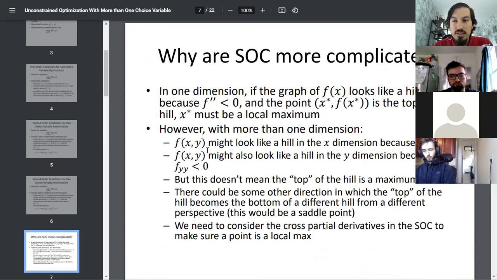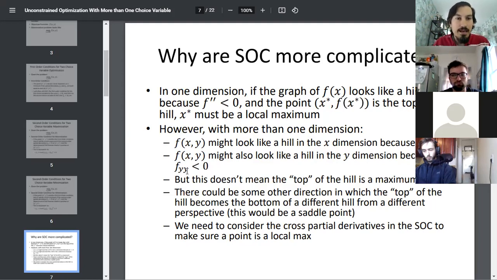But with more than one dimension, this function f, which is now a function of x and y, might look like a hill in the x dimension. That's good. That makes the top of the hill you think would be the maximum. It might also look like a hill in the y dimension, which is good. The top of the hill in the x dimension is good. The top of the hill on the y dimension is good. Aren't we good? Those are the only two dimensions, x and y.